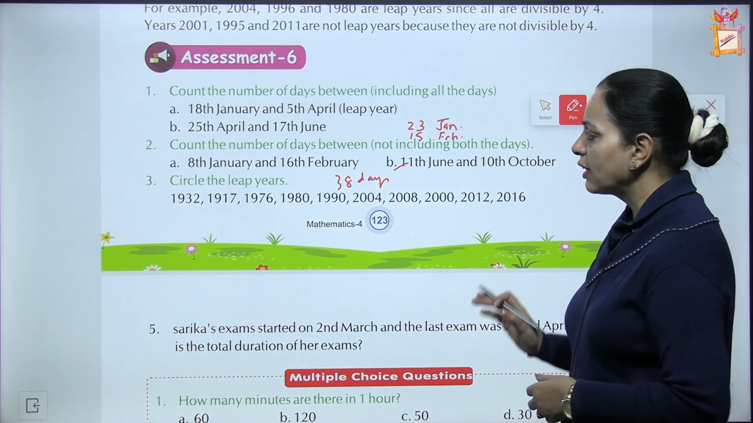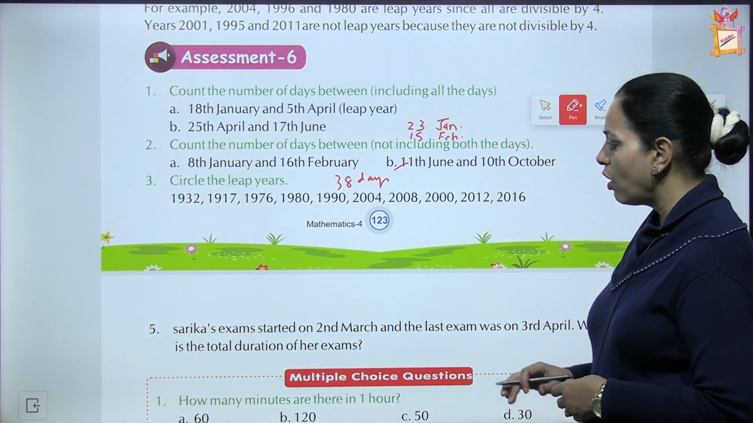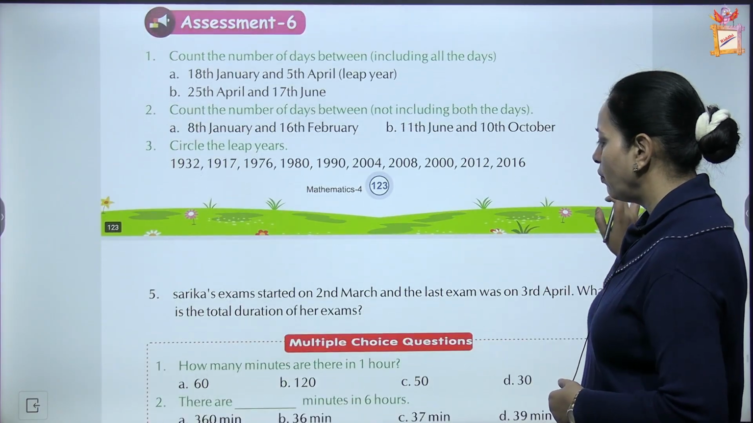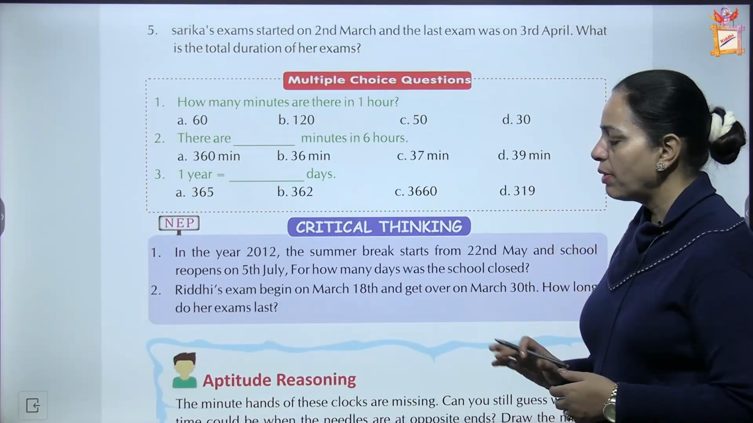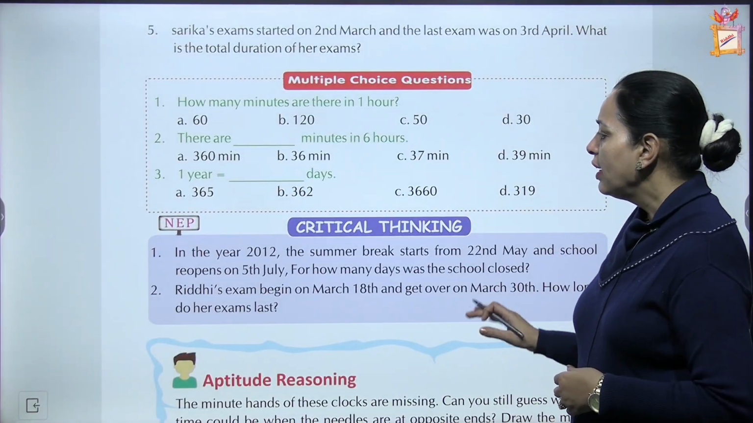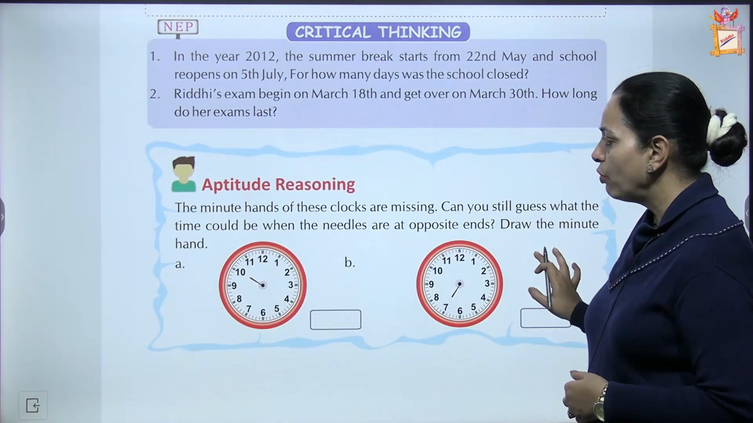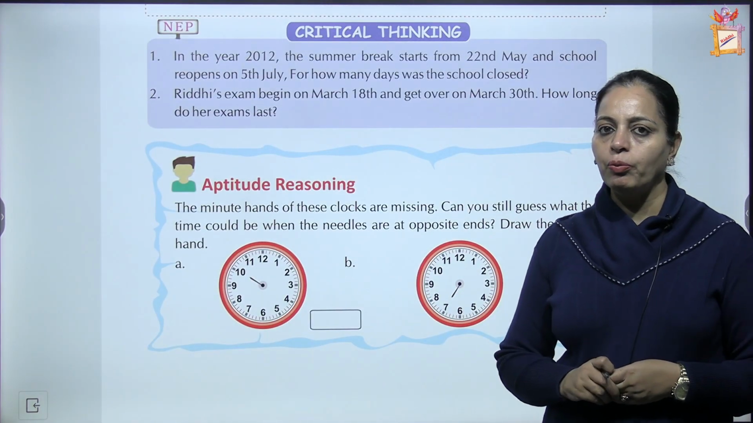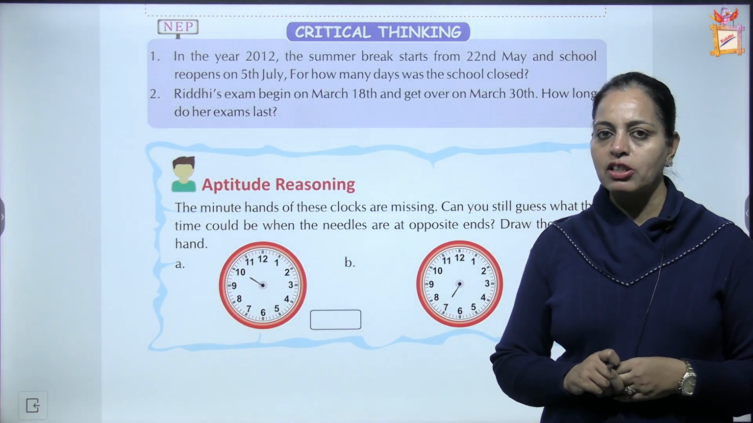Now third one, circle the leap year. So just find out. You can try this one also, and the fifth question also. We have some MCQs. You can try these. Critical thinking and aptitude reasoning. So try these. I hope the concept is very much clear to you.